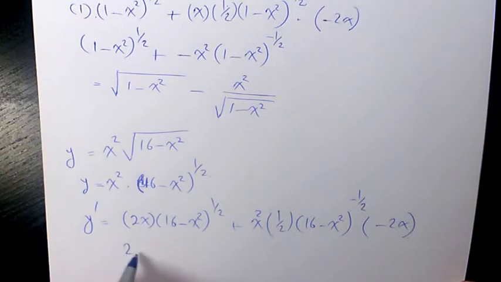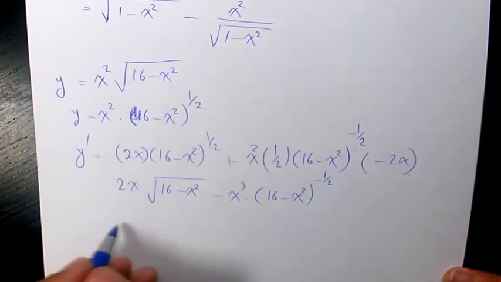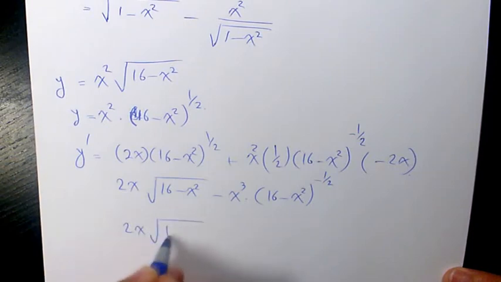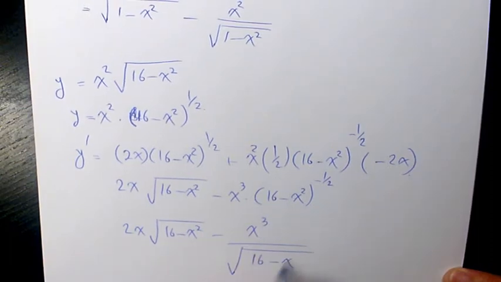So that's going to be 2x times the square root of 16 minus x squared. The 1 over 2 and 2 cancel out. It's going to be negative x to the power of 3 times (16 minus x squared) to the power of negative 1 over 2, which is going to be 2x square root of 16 minus x squared minus x cubed divided by the square root of 16 minus x squared.